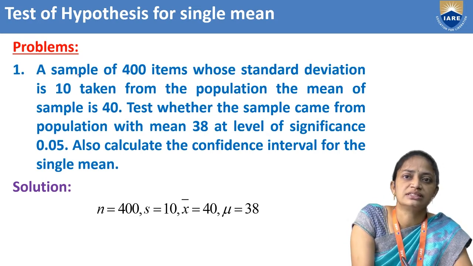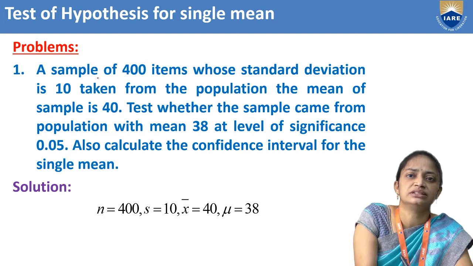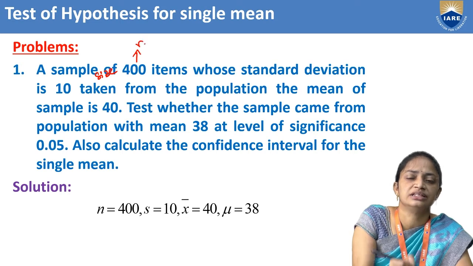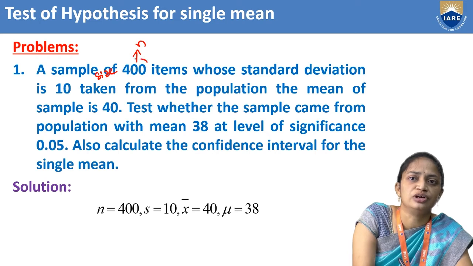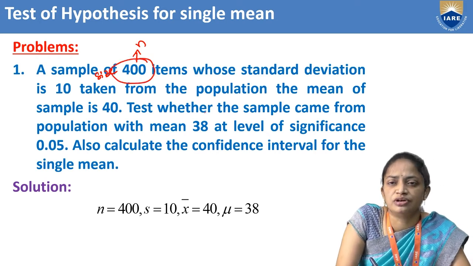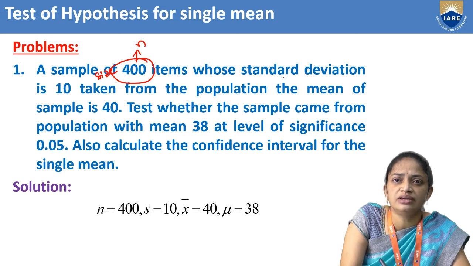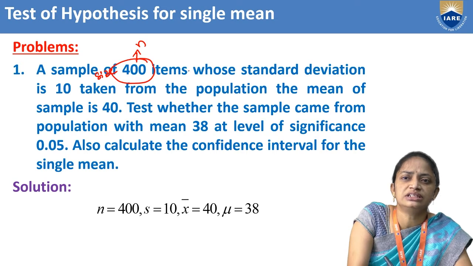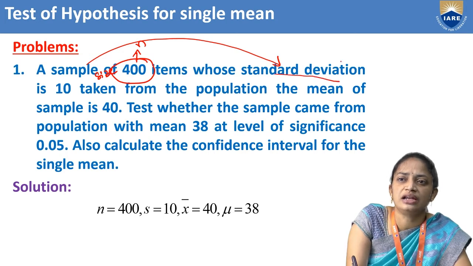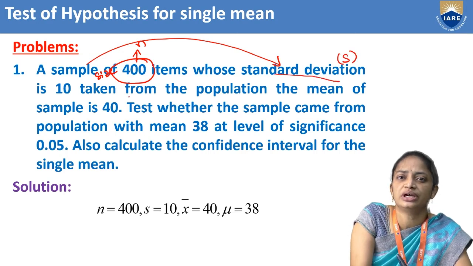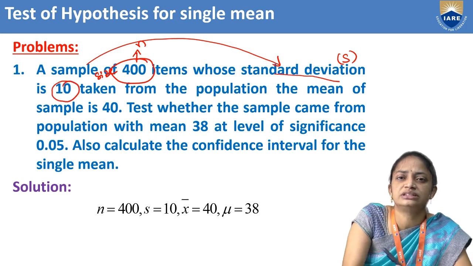Here they have given a sample of 400 items, that means the sample size, which is denoted with small n. So n equals 400, with a standard deviation of 10. Here it is the sample standard deviation, which is denoted with S. So the S value is 10.